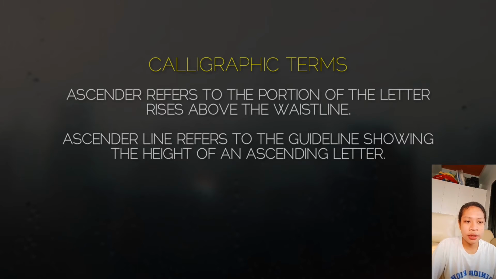Ascender line refers to the guideline showing the height of an ascending letter. Baseline refers to the writing line that the body of a letter sits upon. Branching stroke refers to the stroke which connects an arc to the downstroke of a letter.